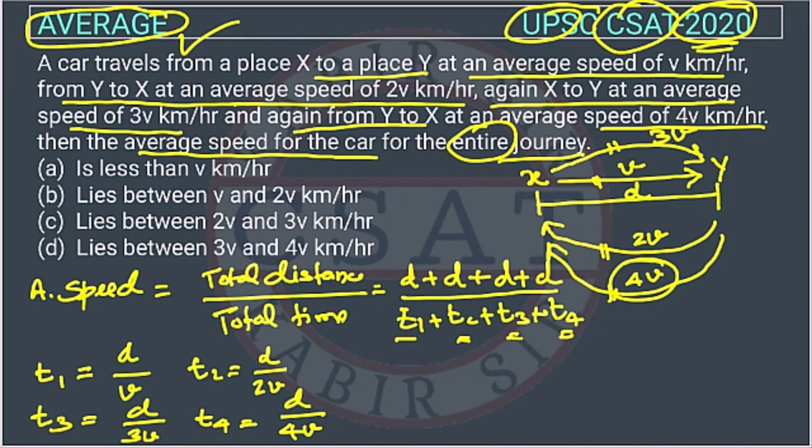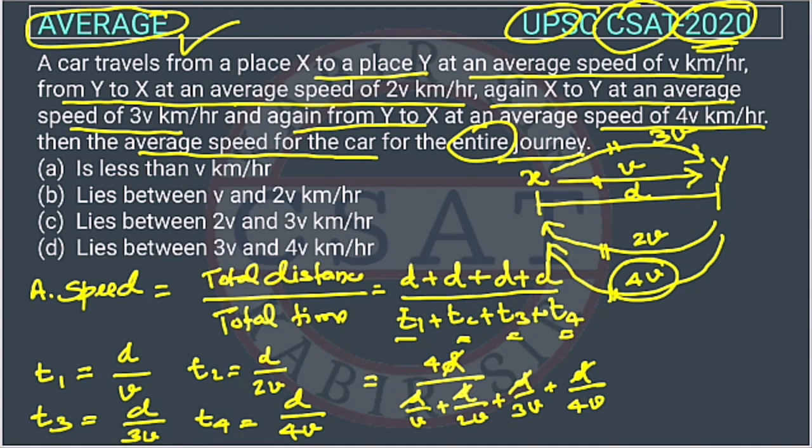So this D plus D plus D plus D will be equal to 4D upon D upon V plus D upon 2V plus D upon 3V plus D upon 4V. See, this D will come out common and this will cut this D.